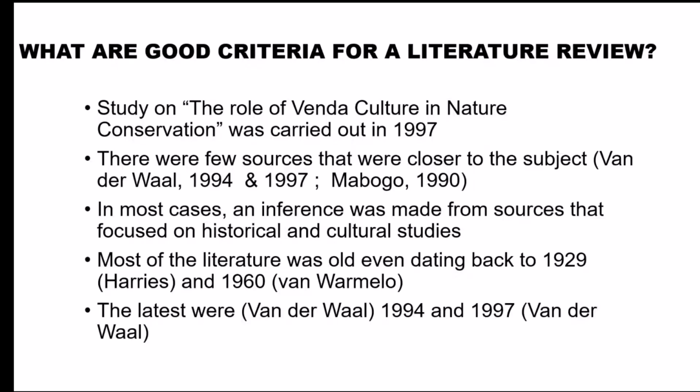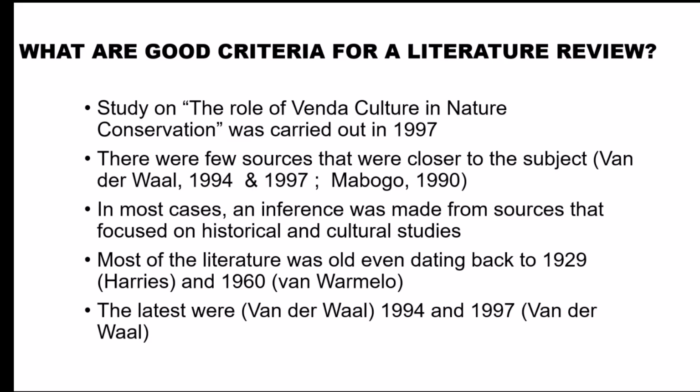In most cases, an inference was made from sources that focused on historical and cultural studies. So we made an inference, and when we were presenting the literature map, we did mention this a lot. Most of the literature was old, even dating back to 1929, such as the literature by Harris and the other one, 1960, by Van Warmelo. So the literature was very old. Others could even consider this as outdated.